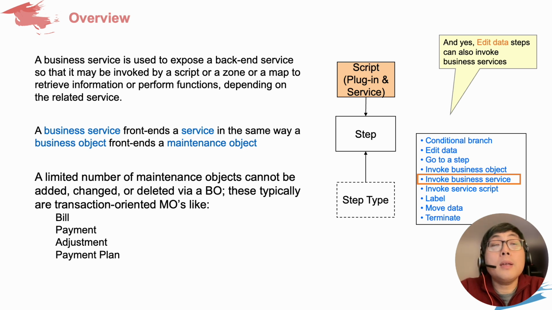Now, the last thing I would say is that a limited number of maintenance objects cannot be added, changed, or deleted via BO. These typically are transaction-oriented MOs like bill, payment, adjustment. So in CCMB tables, in CCMB objects, many of them initially don't have a business object. They are working against the maintenance object.